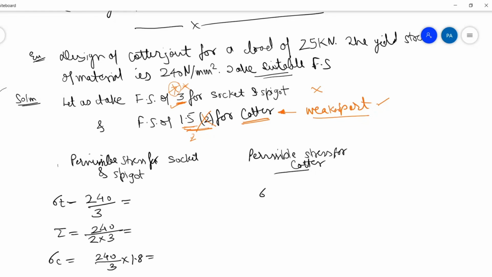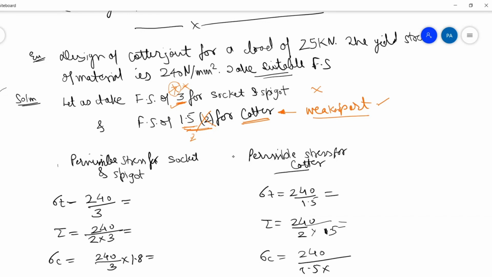Similarly, for Cotter, how will you write? Sigma t equal to 240 divided by 1.5. We will get the value. Tau equal to 240 divided by 2 into 1.5. Let me explain. Sigma t is 240 by 3 for socket and spigot. This is clear to you, no doubt. Sigma t is 240 by 1.5 for Cotter. This is not needed. Why? Because Cotter does not fail in tension. So this value will not be needed anywhere.